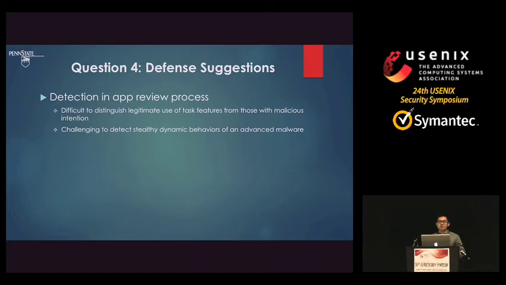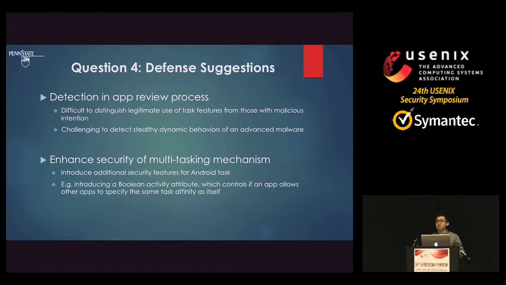Another challenge is that it is hard to detect the stealthy dynamic behavior of advanced malware in the app review process, for example, dynamic code loading. Another alternative for defense is to enhance the security of the multitasking mechanism by introducing additional security features for Android tasks. For example, we can introduce a Boolean activity attribute which can control if an app allows other applications to specify the same task affinity as itself. If not, then the system will not blindly relocate some alien activity to the current task, even if the alien activity desired to do so.